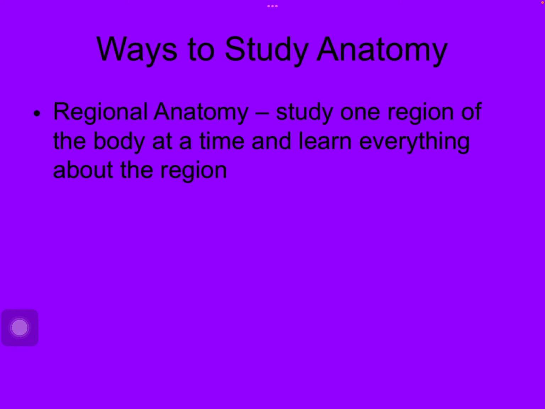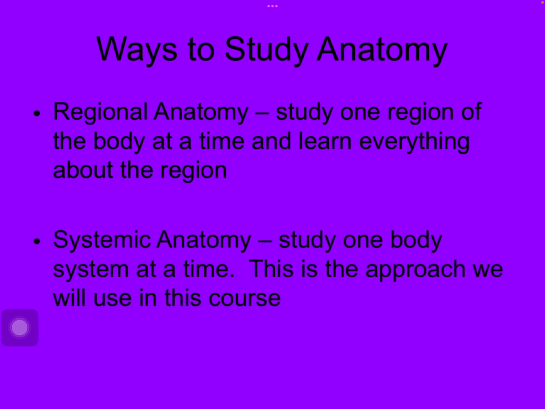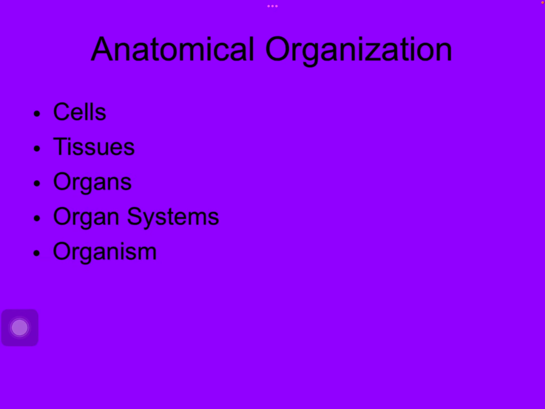Ways to study anatomy, like regional anatomy. What is regional anatomy? It is the study of one region of the body at a time, learning everything about that region. What is systemic anatomy? It means the study of one body system at a time. This is the approach we will use in this course. Anatomical organization: cells, tissues, organs, organ system, organism.